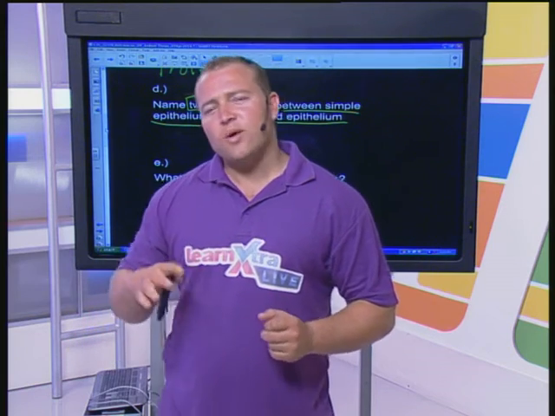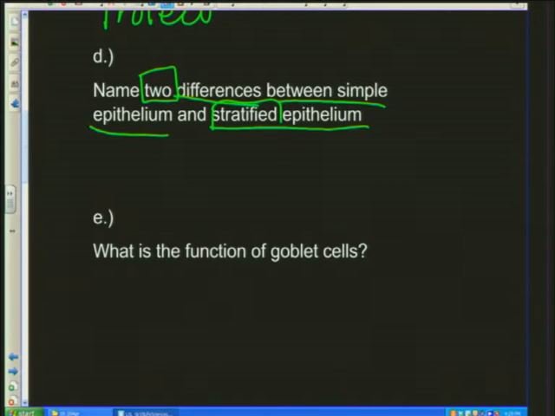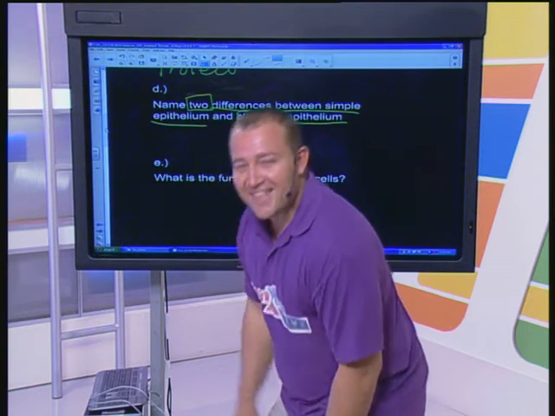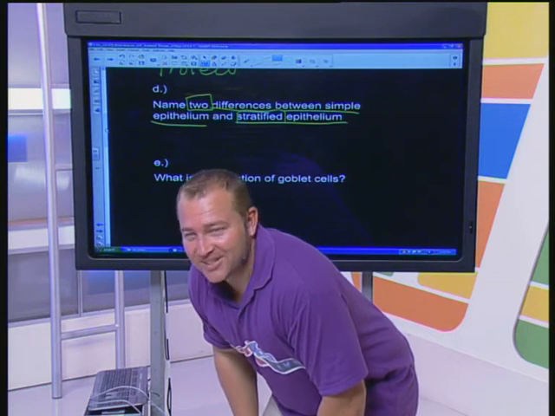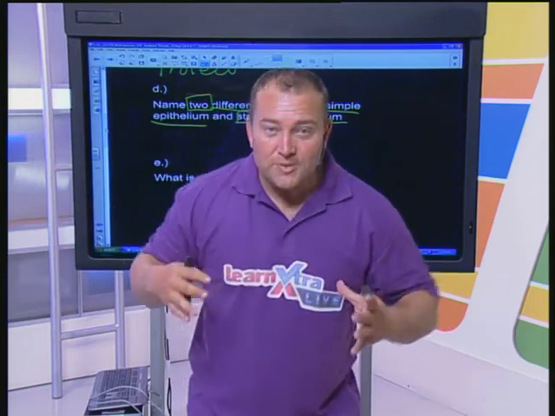Now, when I was talking about the stratified epithelial tissue, Looney, what did I say it means? Clouds. That's all she remembers is clouds. It's not clouds. It's stratus, which means layers. Okay? It's in layers. So the difference between simple is it's got 1 layer, and stratus has got more than 1 layer. It's nice and easy.